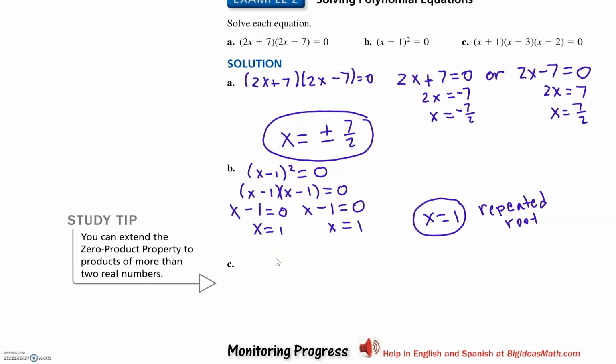Okay, part C. We can extend the zero product property to more than 2 factors, because if a product of 3 things is equal to 0, that would mean that at least one of those 3 factors has to be 0. So we set each factor equal to 0.